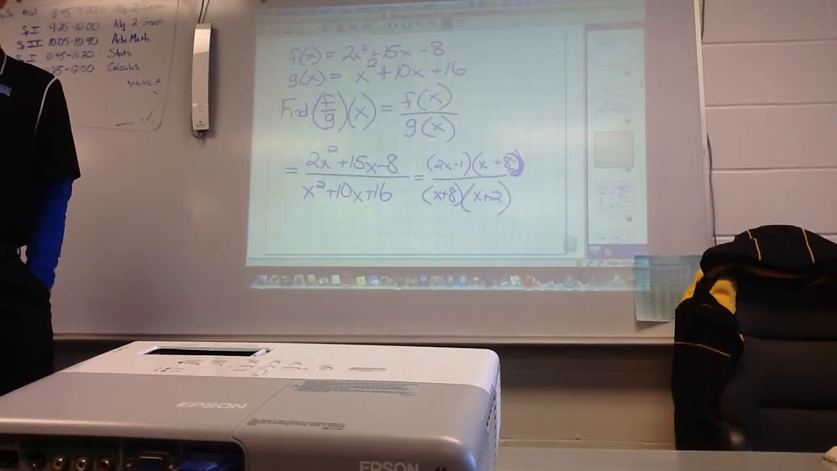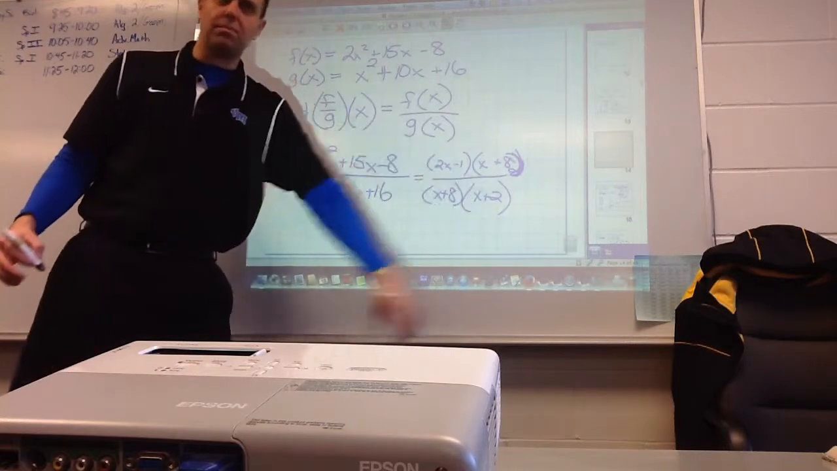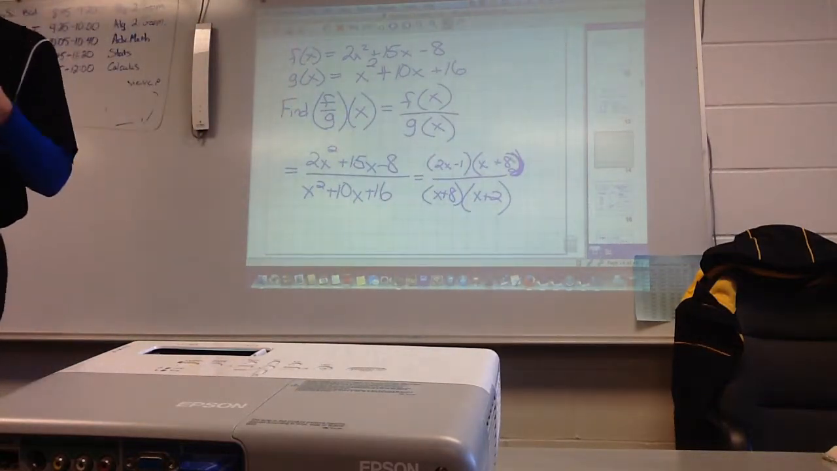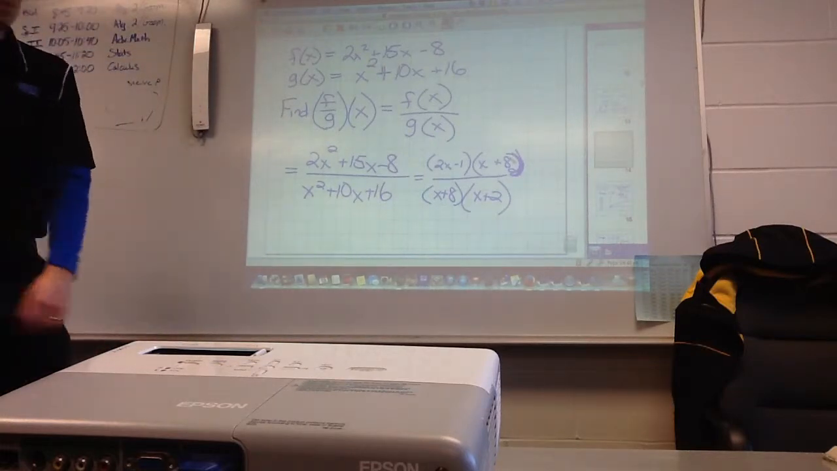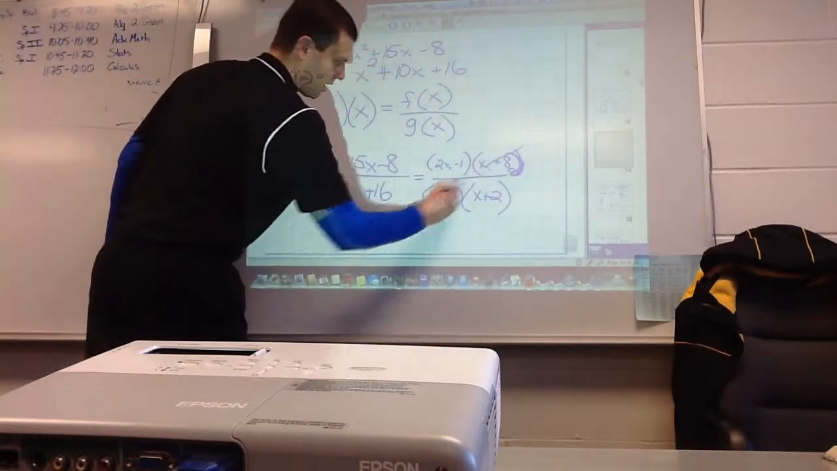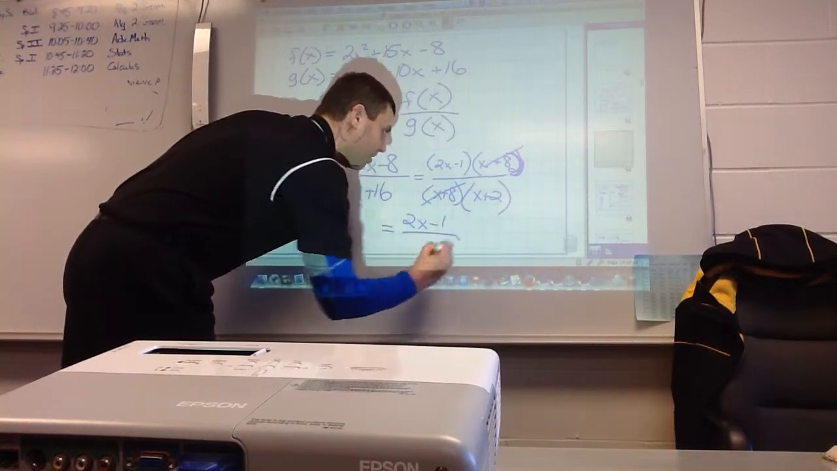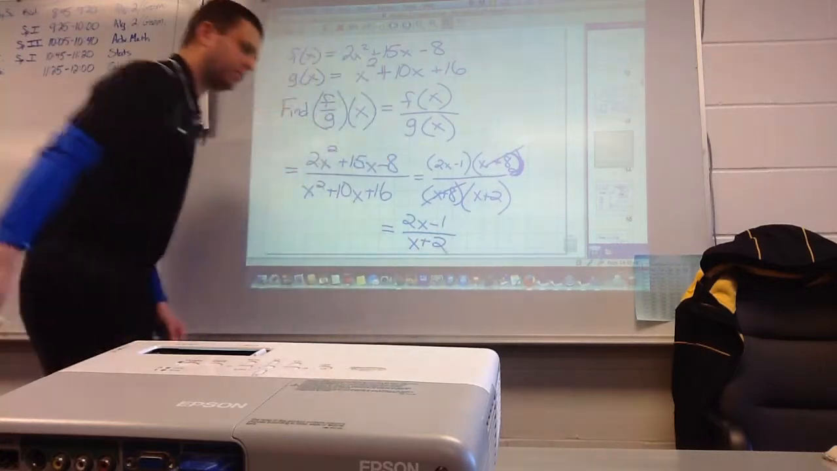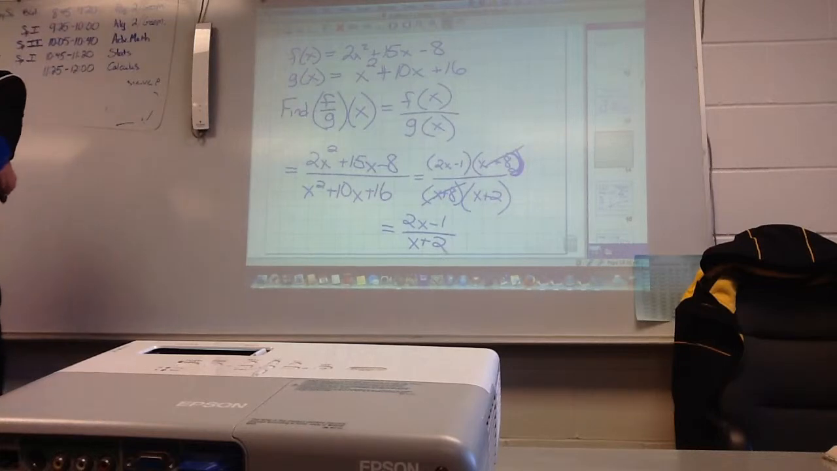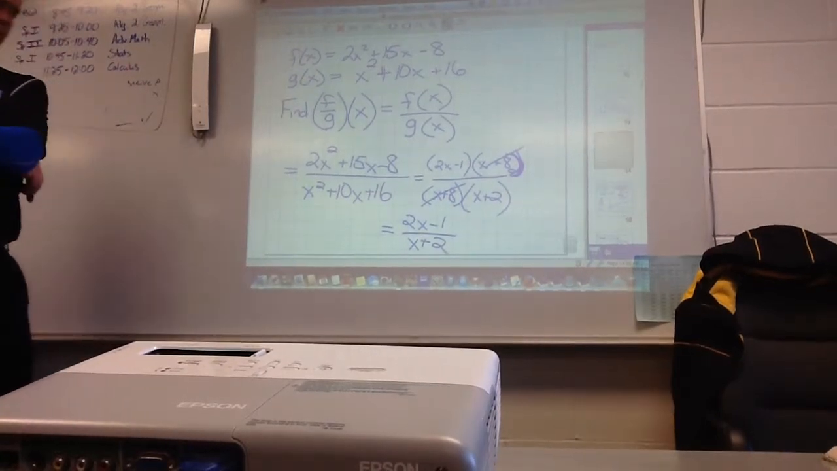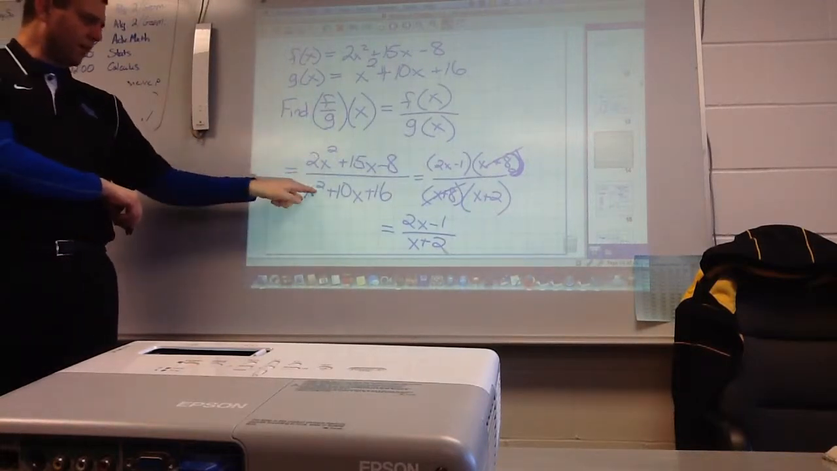Now can I actually do some division? Because now you have something times something divided by something times something. Now you have all multiplications going on. So now if you see common stuff on the top and the bottom, cancel them out. So they cancel, and my final answer is 2x minus 1 divided by x plus 2. So this divided by this equals that.